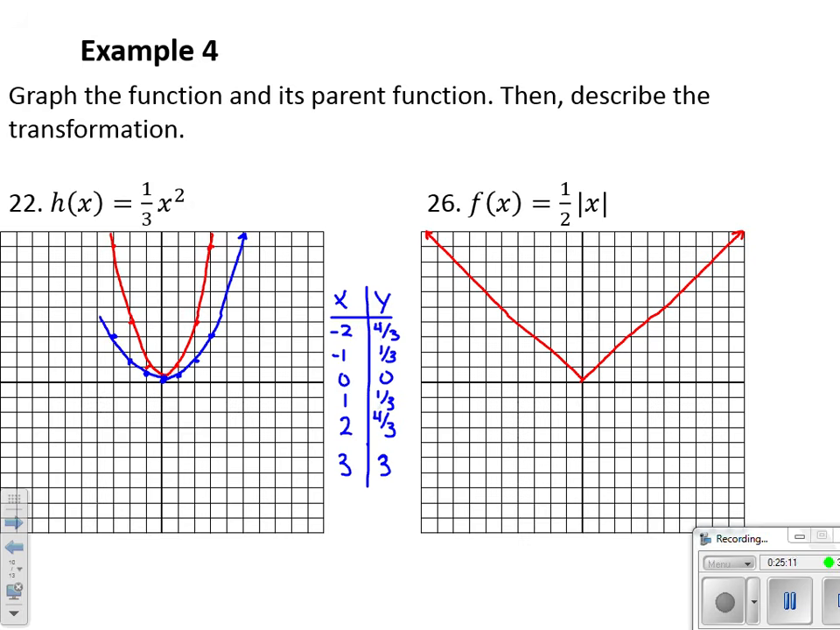our parabola forming, and we may want to test some more values until we saw more of that U shape being formed. But it looks like they took that red graph and just kind of smushed it downward, didn't they? It is 1/3 as tall. It has been compressed to 1/3 its height. All right. Now let's see what happens with our absolute value graph.